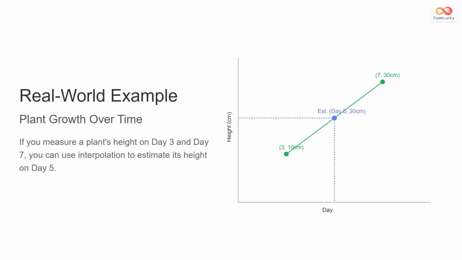Let's think about a simple, real-world scenario. Suppose you measure the height of a small plant on day 3 and again on day 7. Using interpolation, you could make a very reasonable estimate of the plant's height on day 5, which falls right in the middle of your measurement period.